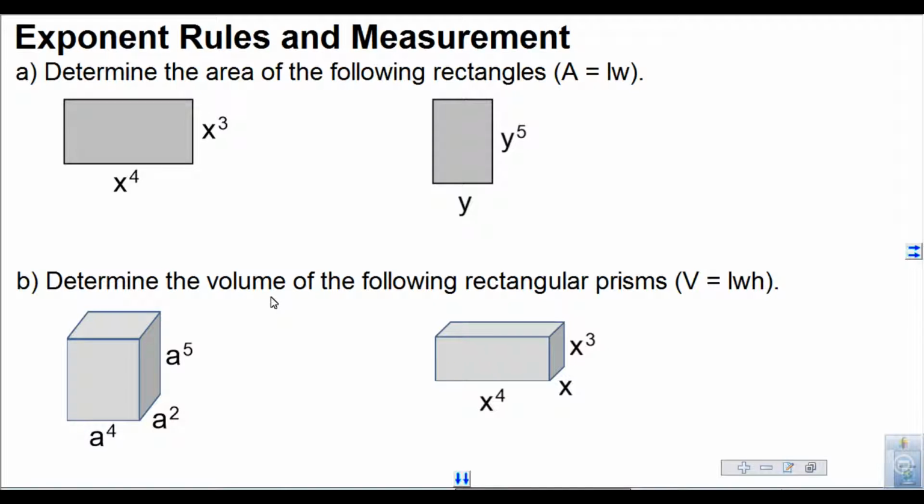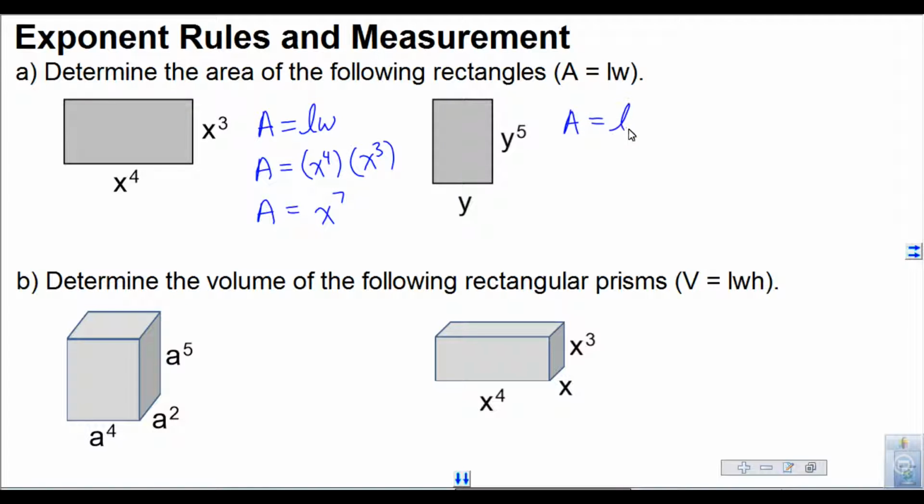So let's apply the multiplication rule to determine the area of these two rectangles. We're going to use the area is equal to length times width. So this rectangle, let's say the length is x to the 4 and the width is x to the 3. So instead of length, I'm going to write x to the 4, and instead of width, I'm going to write x to the 3. These two powers are multiplying, and they both have a base of x. So all I really need to do is add the exponents. So that's x to the power of 4 plus 3, which is 7.